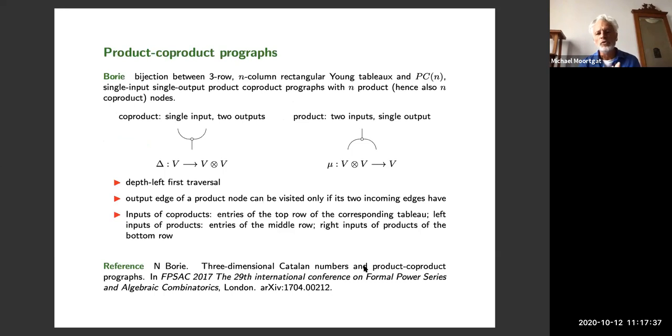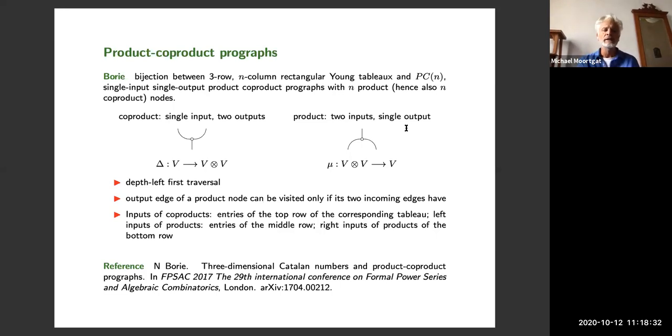Now we're going to try to move closer to the logical perspective on these things. So there was a recent paper by Nicolas on rectangular Young tableaux, and what he calls single input, single output, product, co-product pro graphs, with n product and hence also n co-product nodes. So I'm a linguist. I don't know whether this notion of a pro graph is something which you are familiar with, but for me this was just an interesting new perspective on the Dyck language. So for the co-product nodes, we have a single input and two outputs. For the product nodes, we have two inputs and a single output. You can click these together.